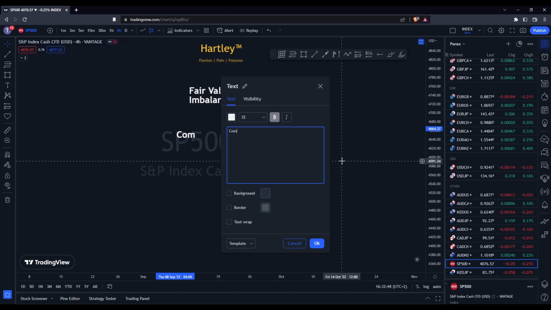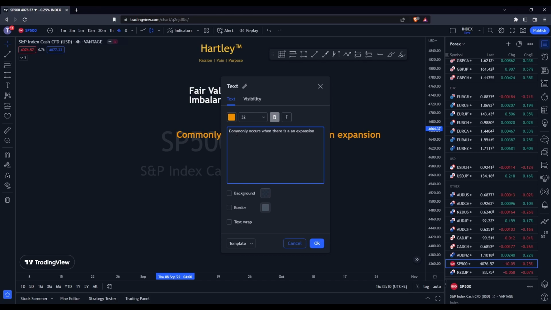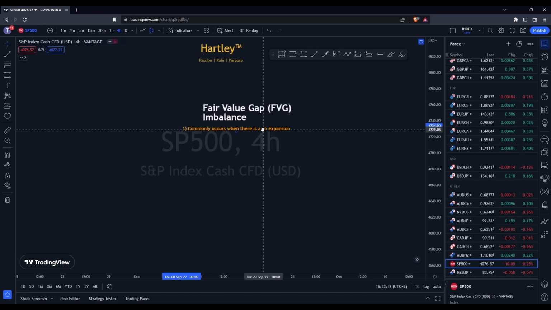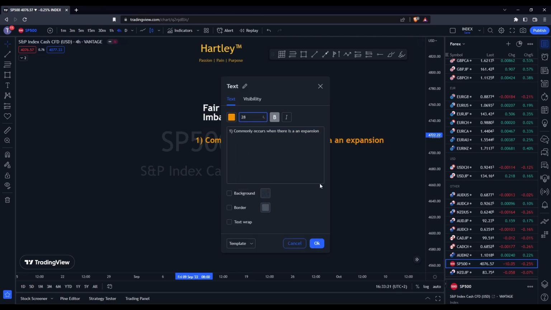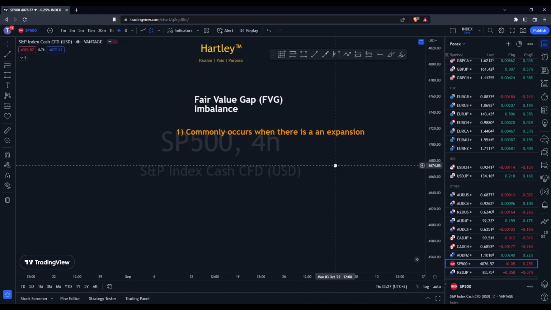So commonly, it occurs when there's an expansion. That's the first one you've got to look for: a market expansion in one direction, right? Let me make this nice and readable for everyone. Make it 28. Yeah, there we go. So that's the first thing you're going to want to look at. It commonly occurs when there's an expansion in the market.